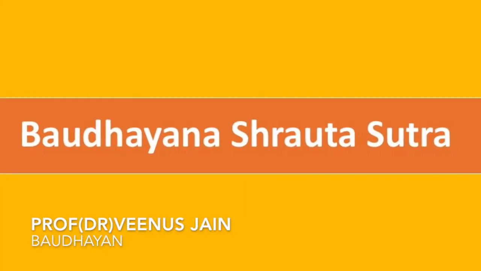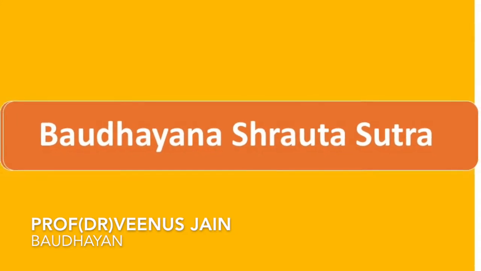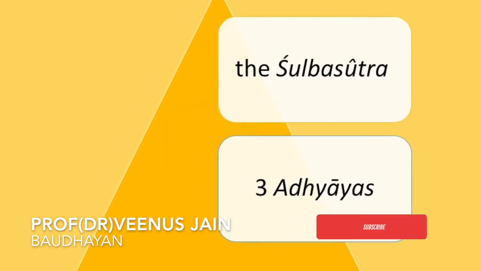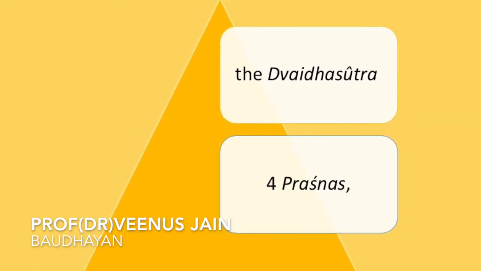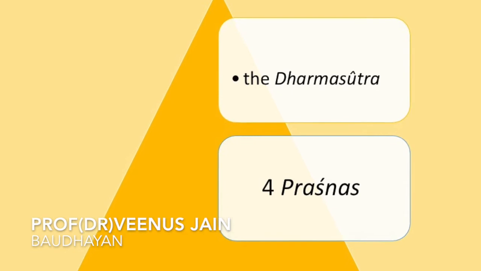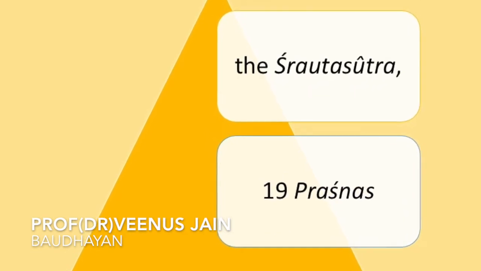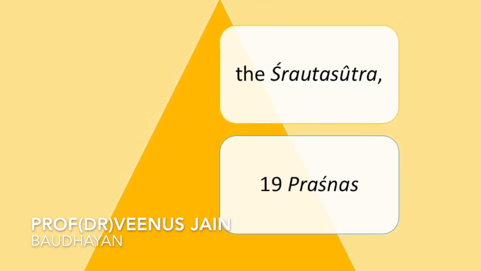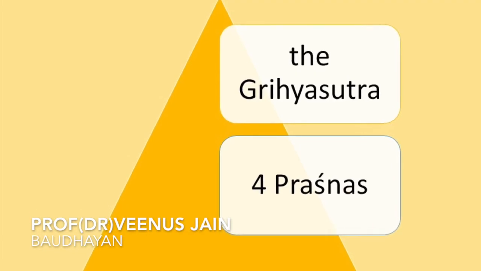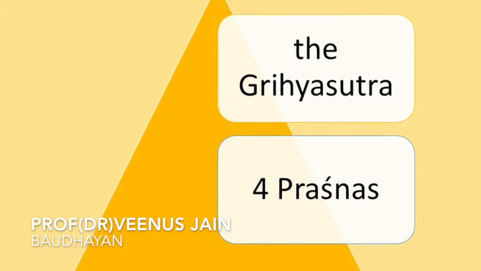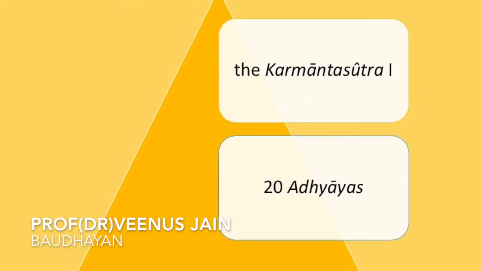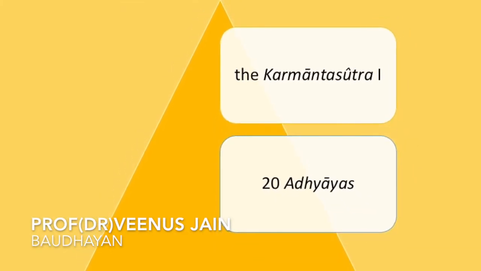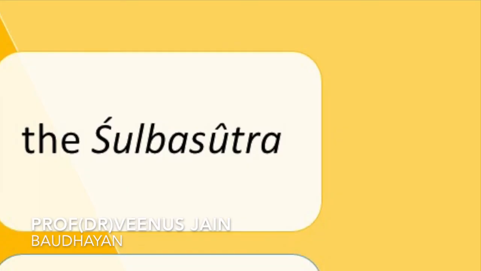The Baudhayan Sutras consist of 6 texts. The Sulbasutra in 3 adhyayas, the Dvaita Sutra in 4 prashnas, the Dharma Sutra in 4 prashnas, the Shrauta Sutra probably in 19 prashnas, the Griha Sutra in 4 prashnas. Prashnas here means questions. And the Karmanta Sutra in 20 adhyayas. Adhyayas are chapters. The Baudhayan Sulbasutra contains several early mathematical results.